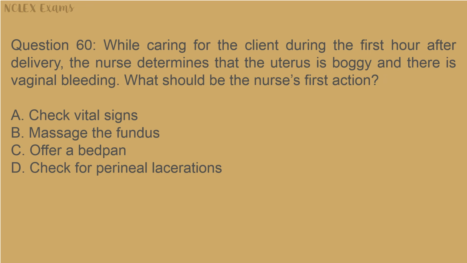Question 60. While caring for the client during the first hour after delivery, the nurse determines that the uterus is boggy and there is vaginal bleeding. What should be the nurse's first action? A. Check vital signs. B. Massage the fundus. C. Offer a bedpan. D. Check for perineal lacerations.